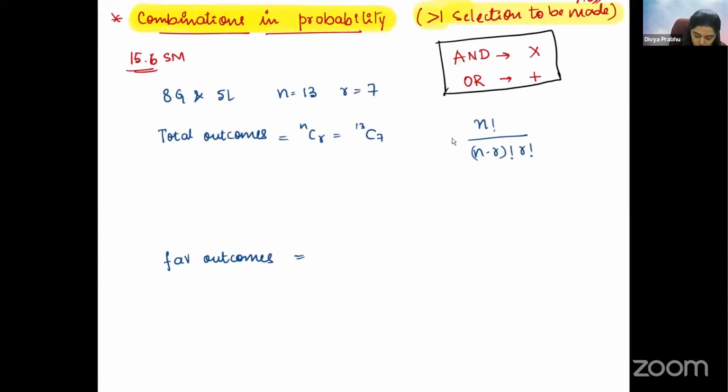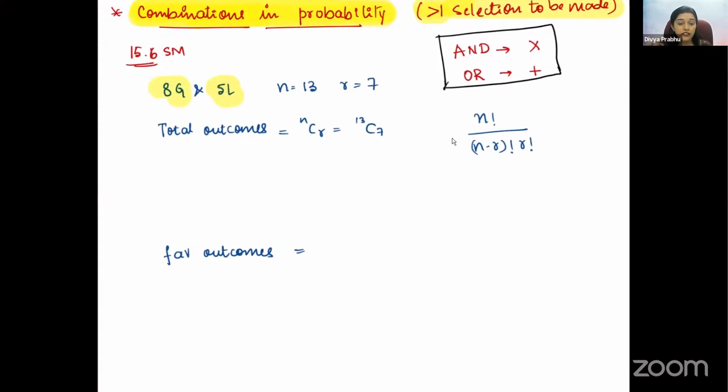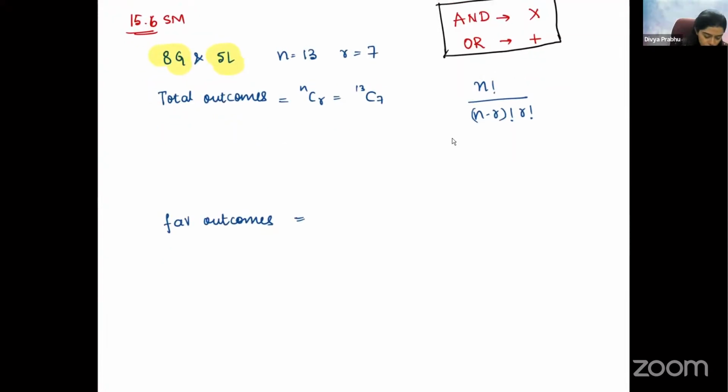So what they have told us is there are 8 gentlemen and 5 ladies. First write this down, and please listen to me very, very carefully. I want you to follow a step-by-step procedure for this type of question, so that whenever any question on combination comes in the exam, if you follow these steps you will never miss. Got it? So there are 8 gentlemen, there are 5 ladies. Total is n, so n is equal to 8 plus 5, 13. What is r now? r means the number of selections you are making. You are forming a committee of 7 members, which means you'll be making 7 selections. So r is equal to 7.